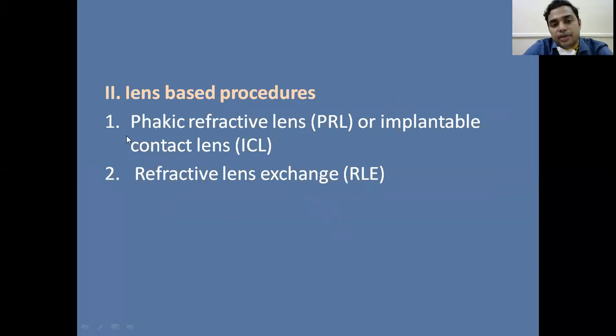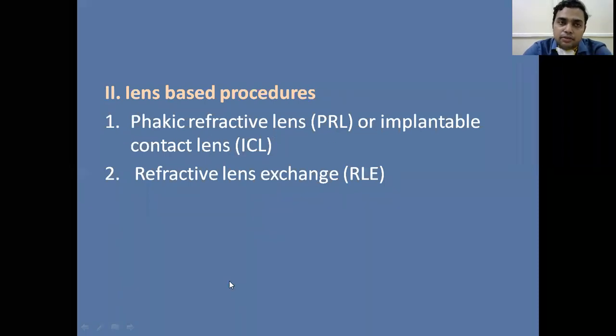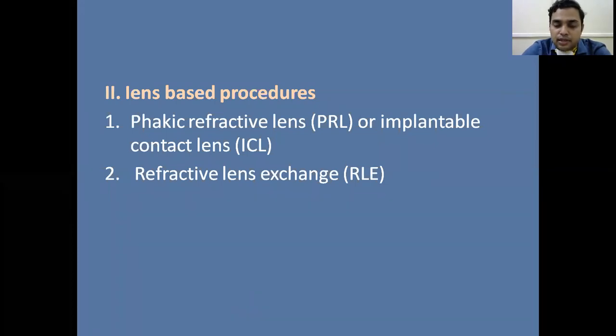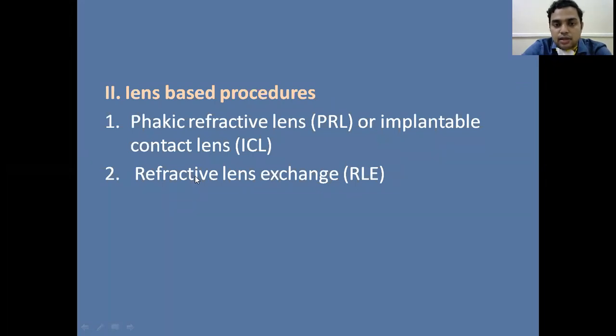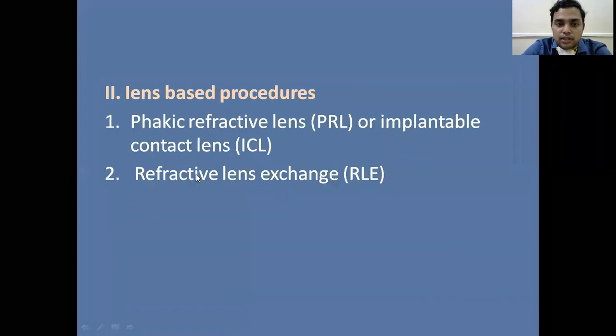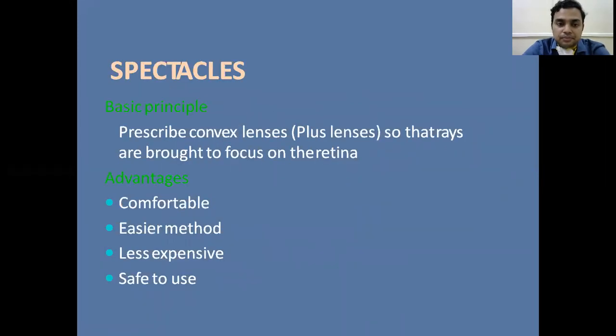And then there is another surgical procedure based on lens. Here the first one is phakic refractive lens or implantable contact lens. So here we implant a permanent contact lens in the anterior chamber. And second one is refractive lens exchange. So here we replace the hypermetropic lens with a normal powered lens, that we call refractive lens exchange. So these are the second category, based on lens. First one is cornea-based procedure and second one is lens-based procedure.